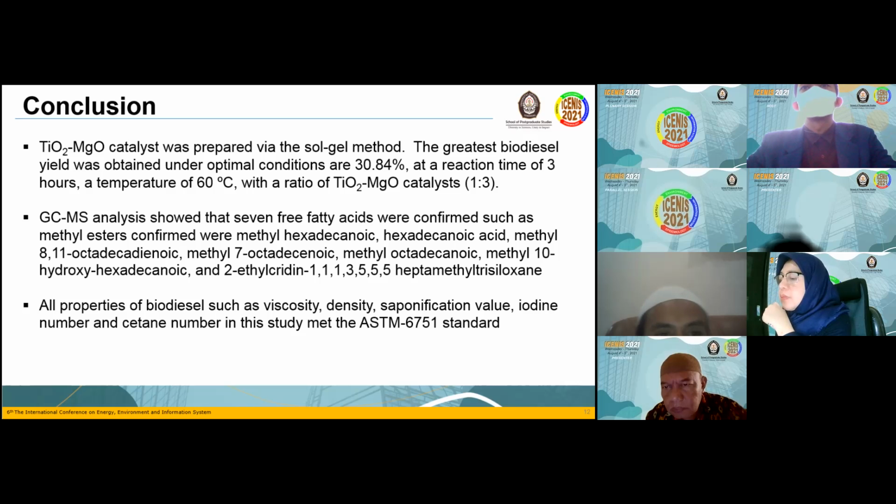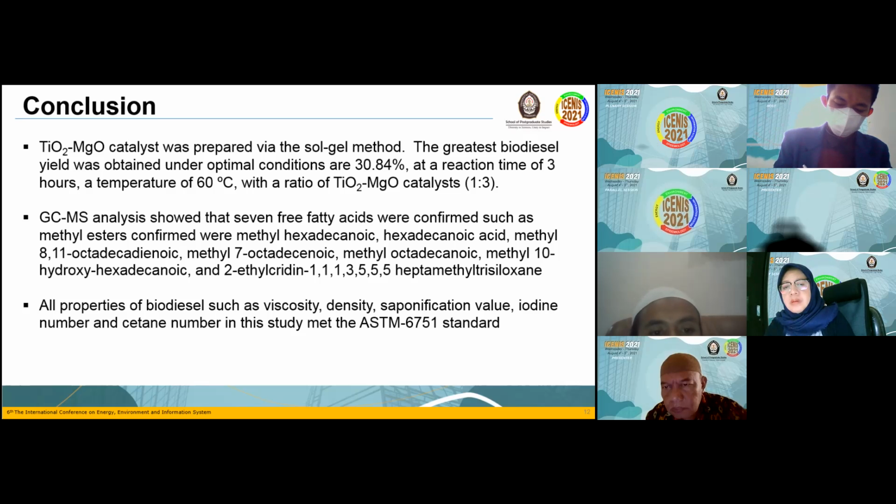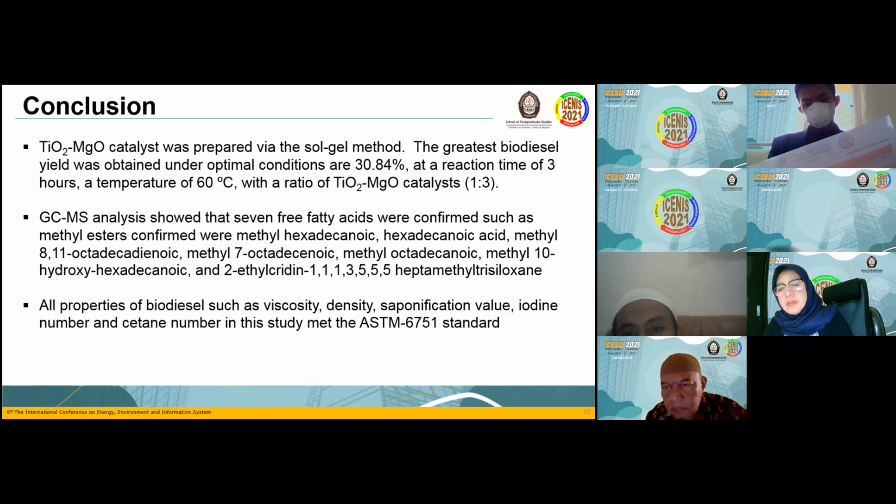GCMS analysis showed that 7 fatty acid methyl esters were found: methyl hexadecanoic, hexadecanoic acid, methyl octadecanoic, methyl octadecanoic, methyl octadecanoic, methyl hexadecanoic, and heptamethyl trisiloxane. And lastly, all properties of biodiesel such as viscosity, density, saponification value, acid number, and cetane number in the study meet the ASTM 6751 standard.